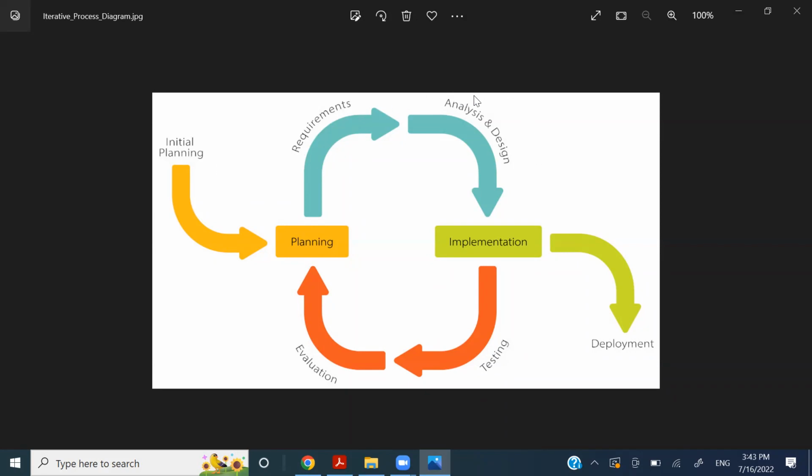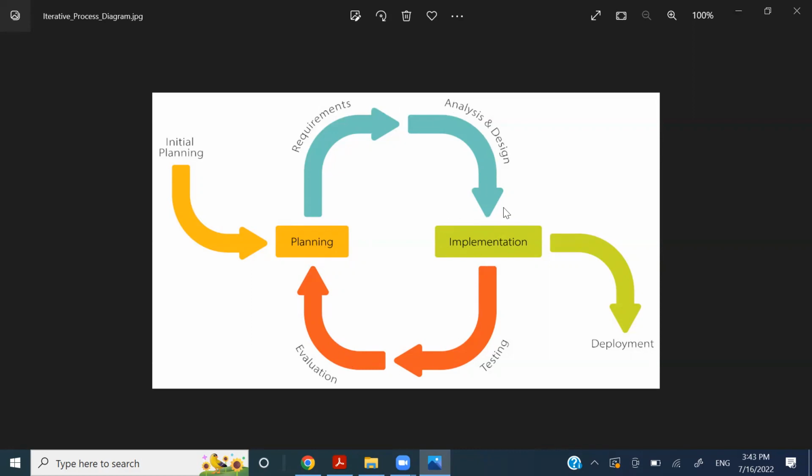Then they analyze and design whatever has been identified. Then they implement it, right? Then they test it and they evaluate it. And meanwhile, if they find any other requirements, they plan it again. They find the requirements, they do the designing, and they do the implementation.